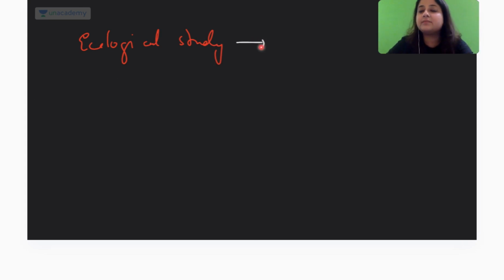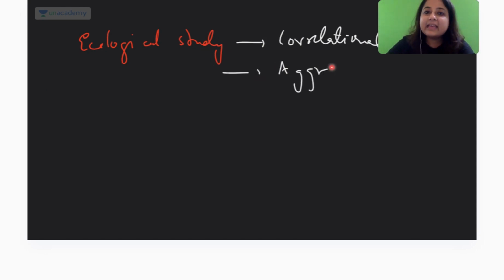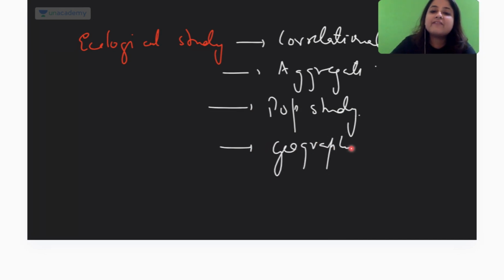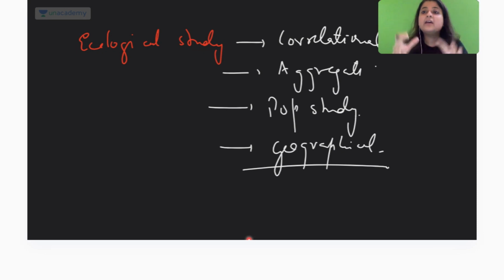There are many terms for it too, guys. What are they? Number 1, correlational. Good. Number 2, anybody? Aggregate study. Number 3, population study, very good. Also, in some cases, they call it a geographical study as well. So it is a correlational study where you are comparing what?